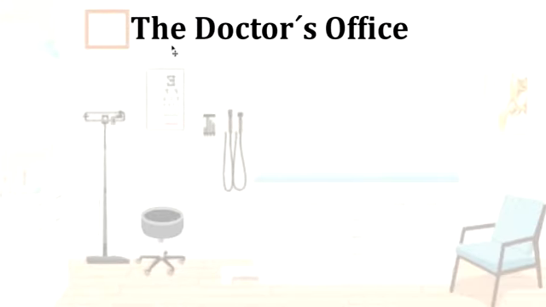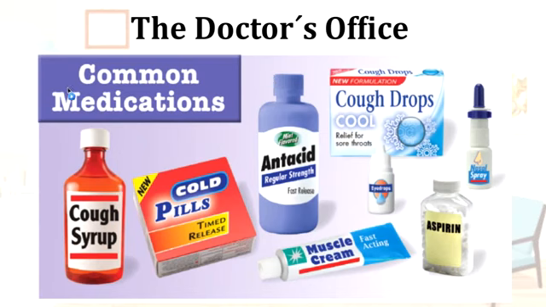Again, we are at the doctor's office. Last time we had vocabulary about different types of health problems. Today, we have vocabulary about different common medications for those health problems. For example, here we have cough syrup. And cough syrup we take for a cough, obviously, or maybe a sore throat.